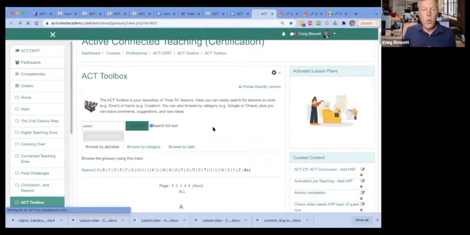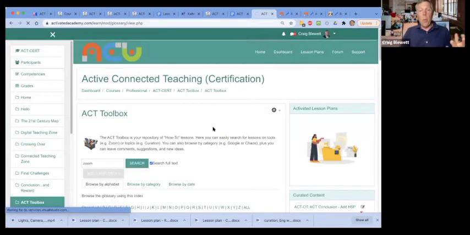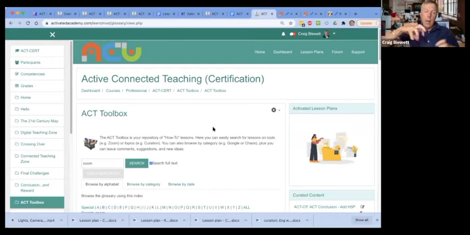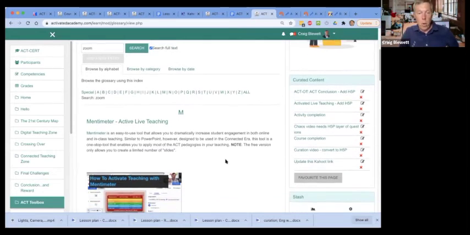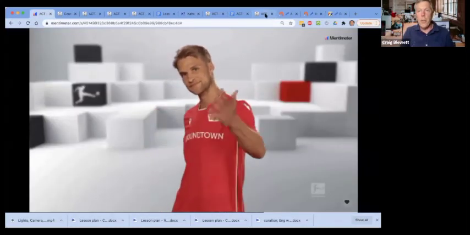Well, we created what's called the ACT Toolbox. The ACT Toolbox essentially takes these lessons and brings them together in a different format. So I just searched for Zoom here. Now it's going to tell me all the places and all the lessons where you can find something on Zoom. At the moment, this little app that I'm using over here is called Mentimeter.